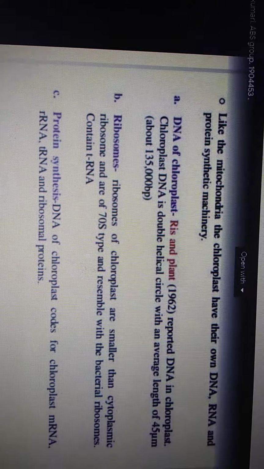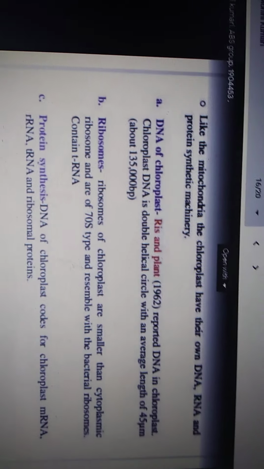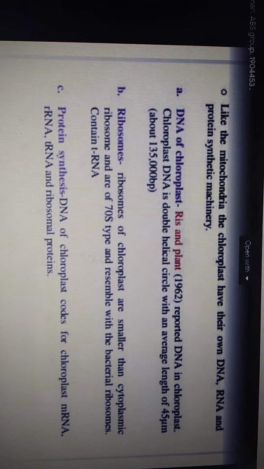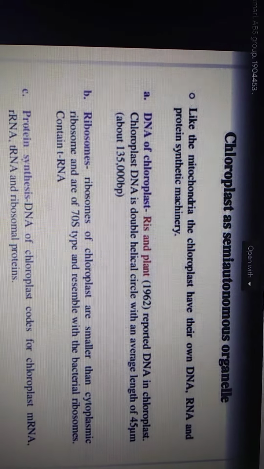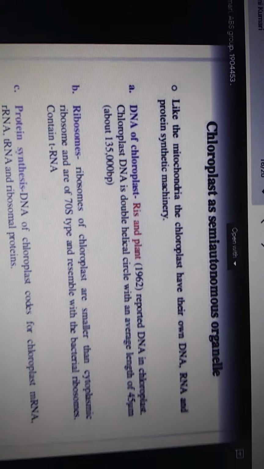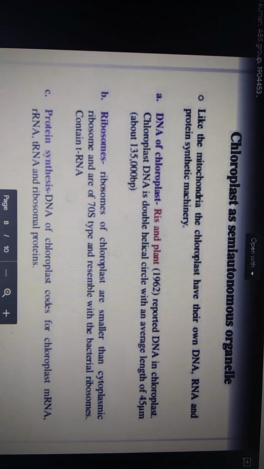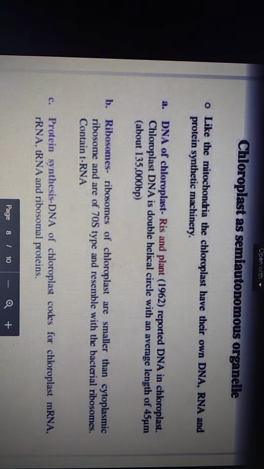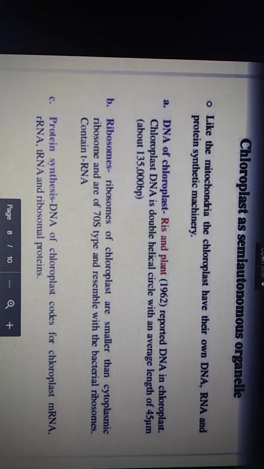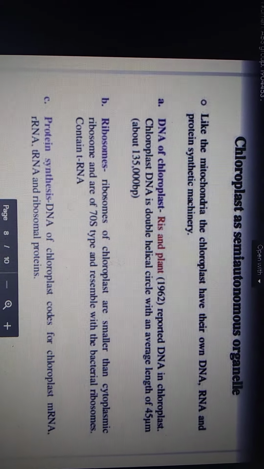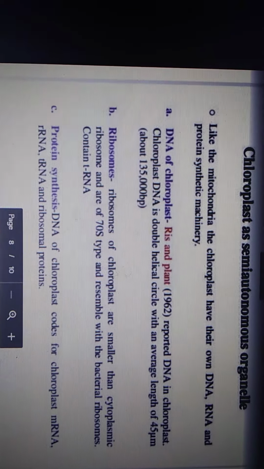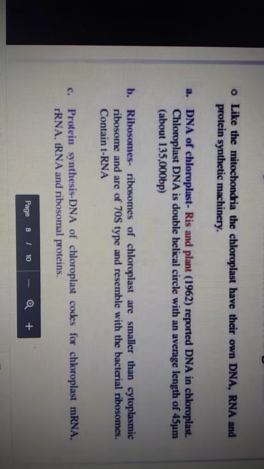Next, chloroplast is called a semi-autonomous organelle. Why semi-autonomous? Because it has its own genetic material as well as the machinery to produce proteins utilizing that genetic material, that is, transcription and translation machinery. So it is semi-autonomous.